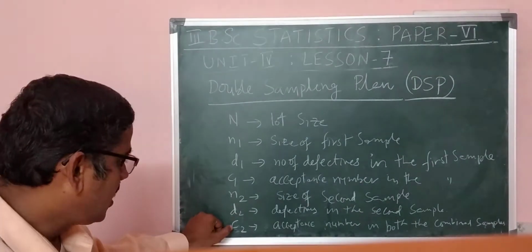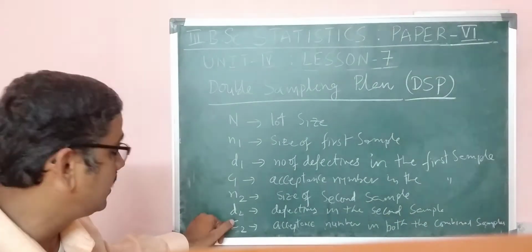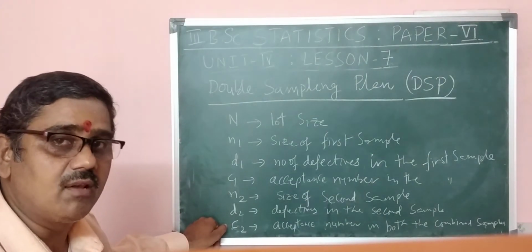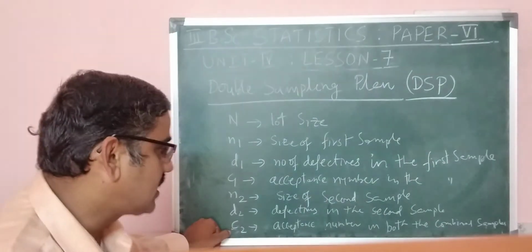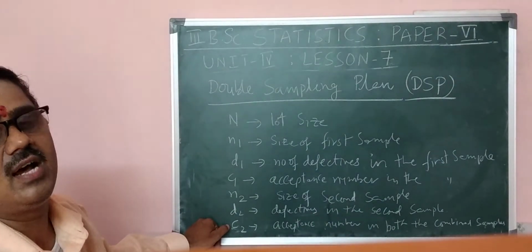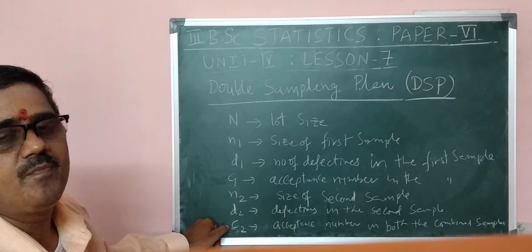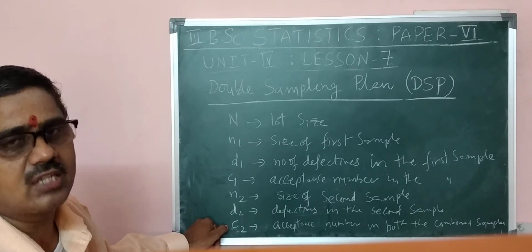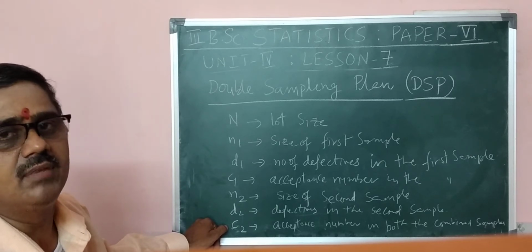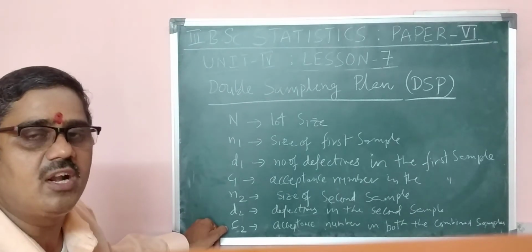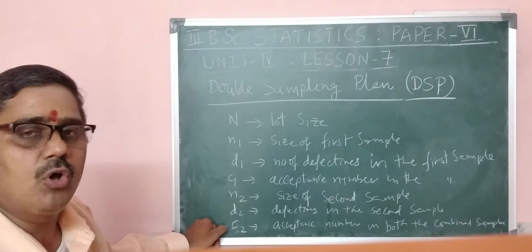And C2, the acceptance number, is not related only to the second sample, it is also related to the first sample. How? It is the acceptance number for both combined samples. It is not just for the second sample, it is a combined number. The acceptance number is the maximum number of allowable defectives in both the combined samples.